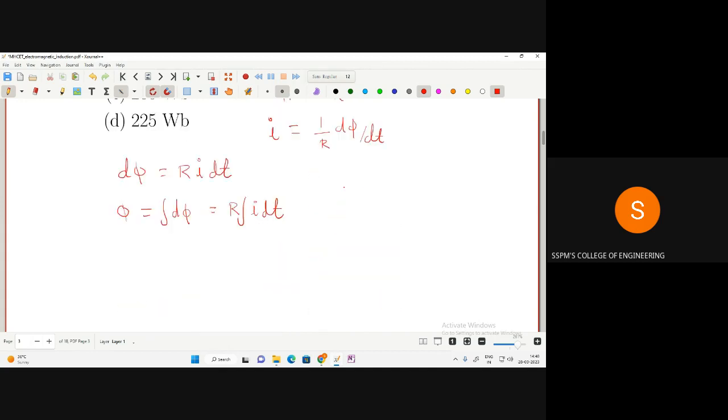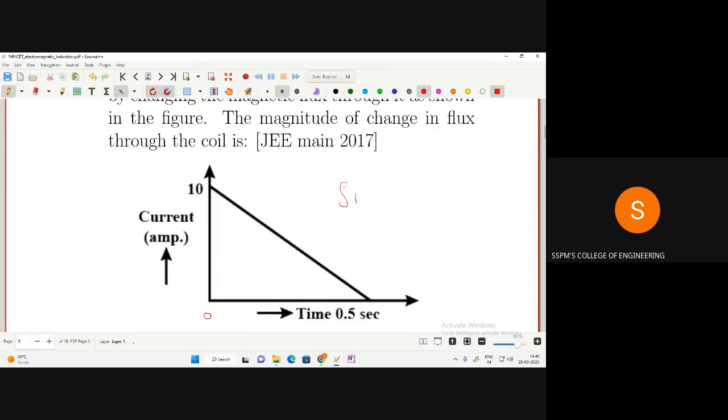The change of flux is nothing but R into the integration of I dt, where the integration of I dt is nothing but the area under the curve. What is the integration of I dt? It's nothing but the area under this straight line. That area you have to find. Sorry, area under this curve, not area of curve. Area under the straight line, we can say.